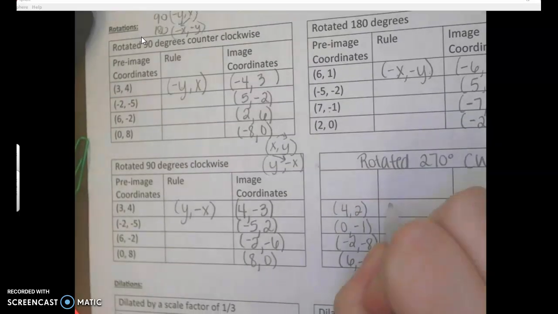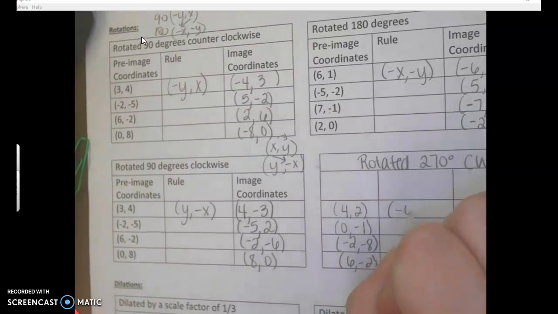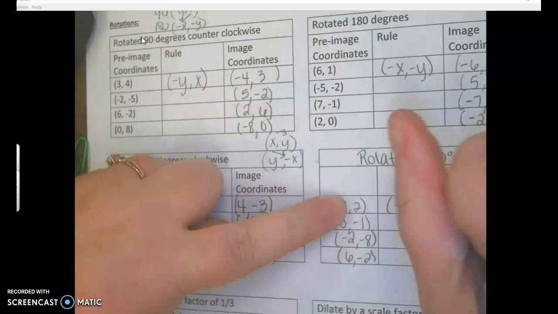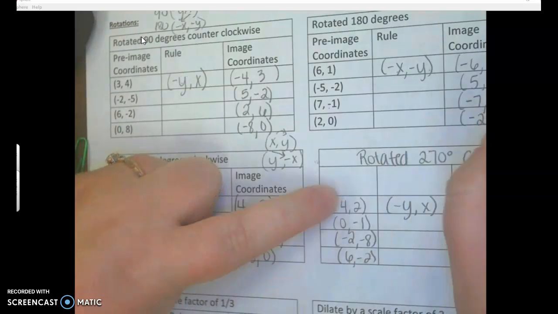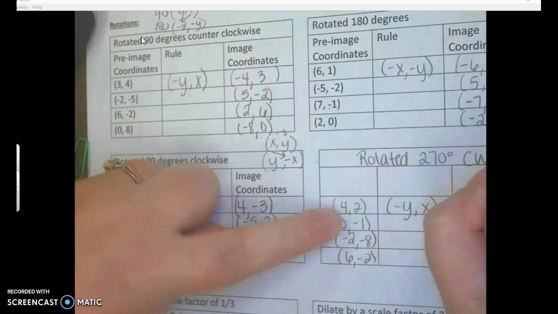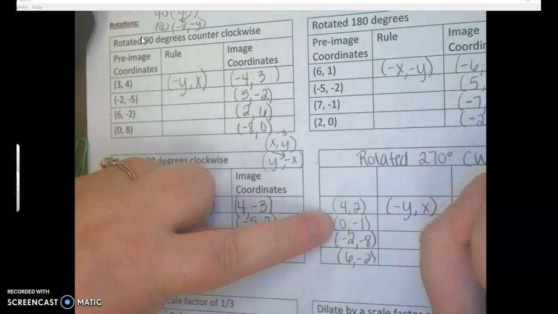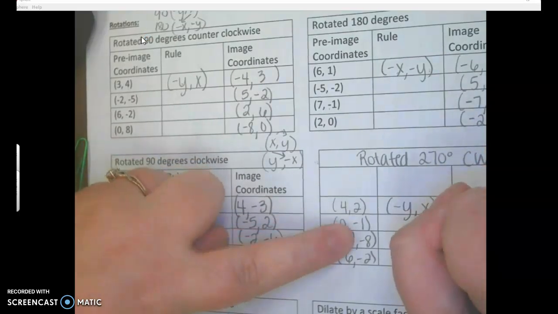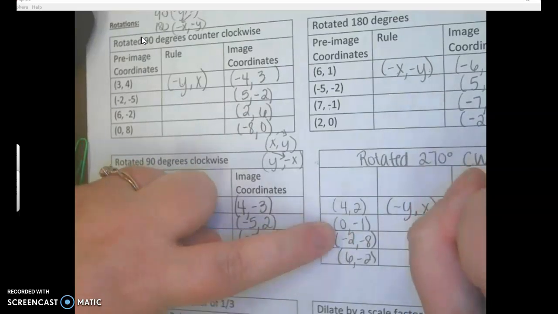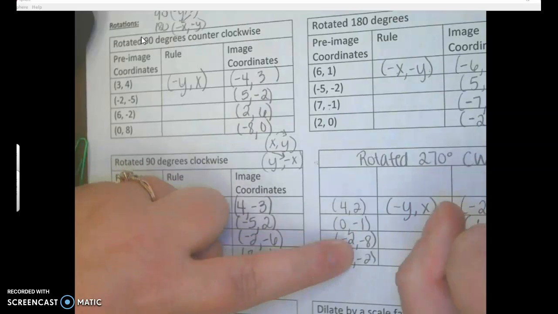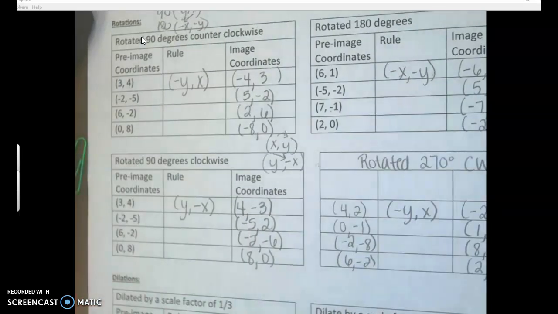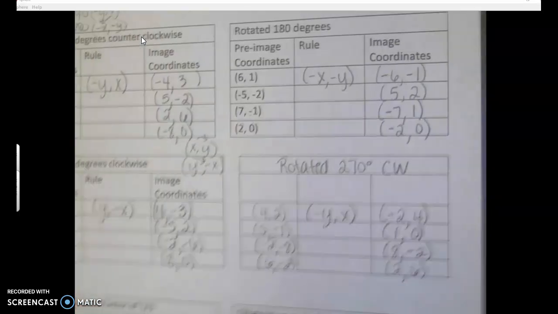All right, so you should have found out the rule was -y, x, which means my y is going to be its opposite. My x will stay the same. My y will be the opposite, and x will stay the same. Oh, sorry, you can't even see that very well.